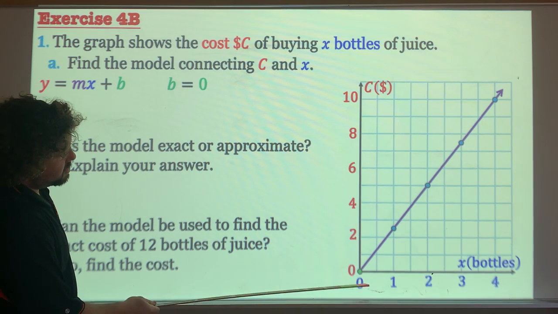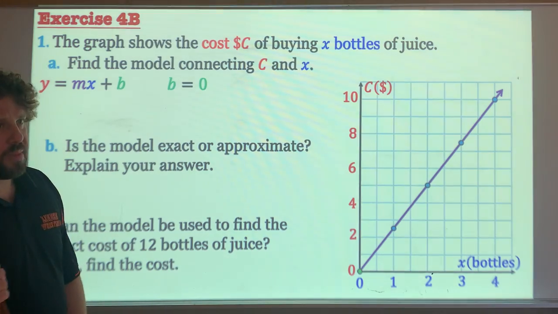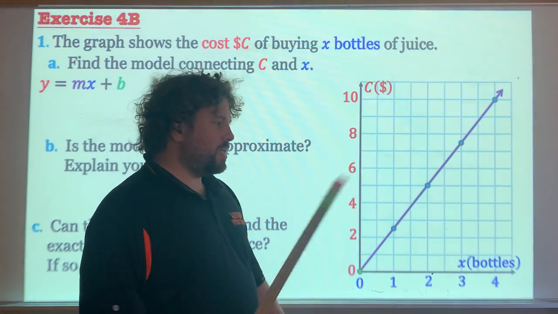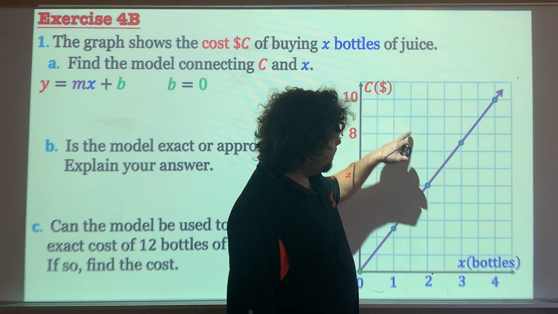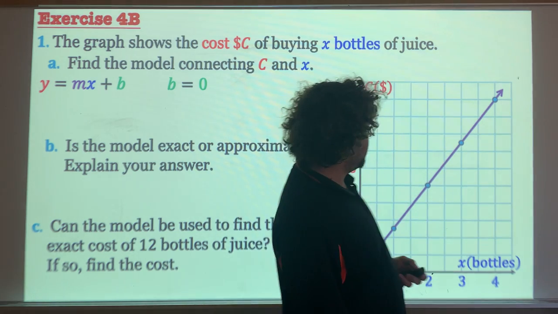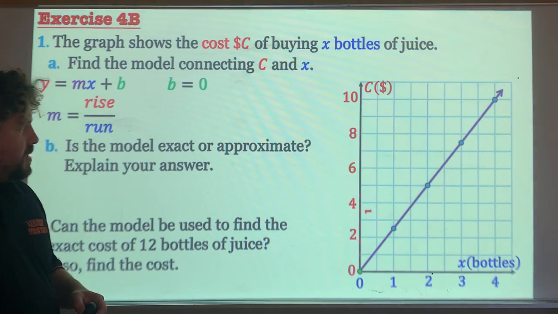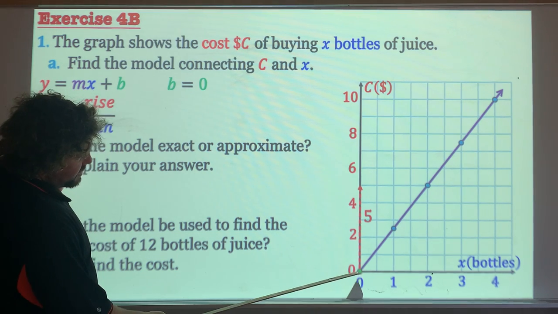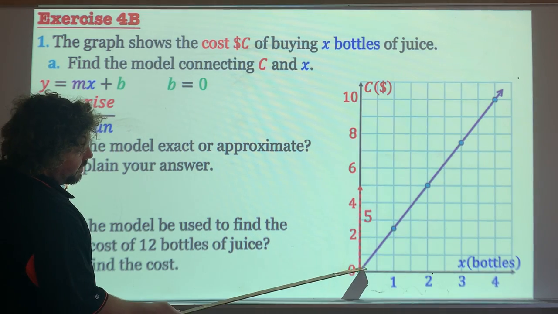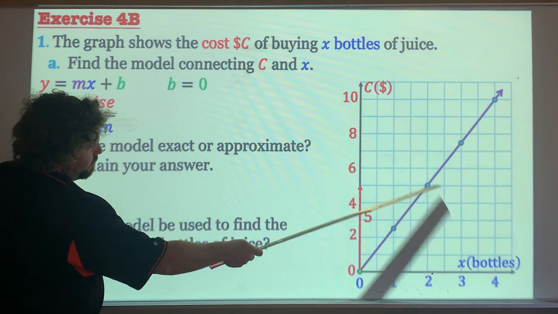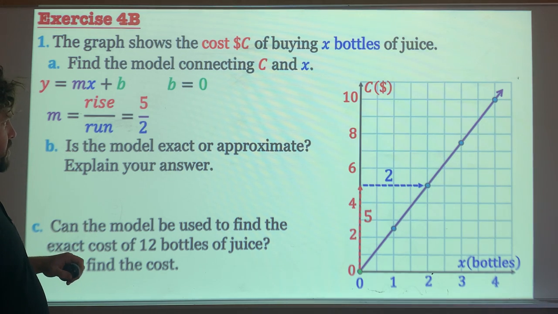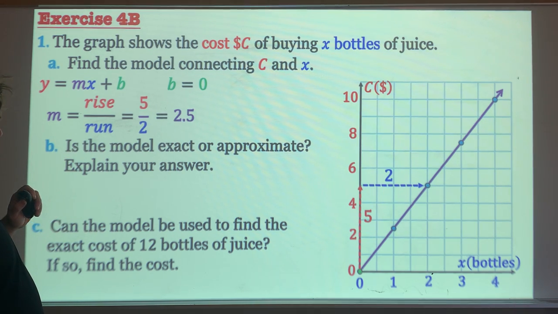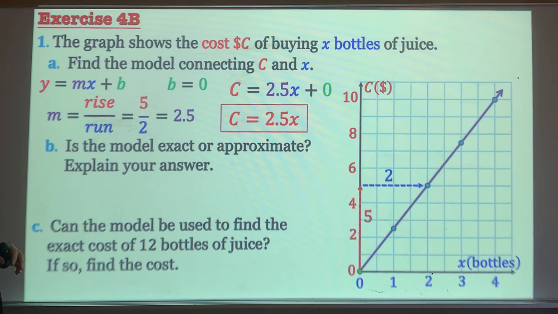You can do this one of two ways. You can do it manually, rise over run, or the better way is to pick two points on this graph. The points you want to pick are points that are pretty much even points. So I would pick this point and this point. Slope is rise over run. To get from here to here, I go up 5, and I run, not how many boxes, how many numbers, I go over 2. So my slope here is 5 over 2, which is 2.5. Y equals 2.5x plus 0, or C equals 2.5x.